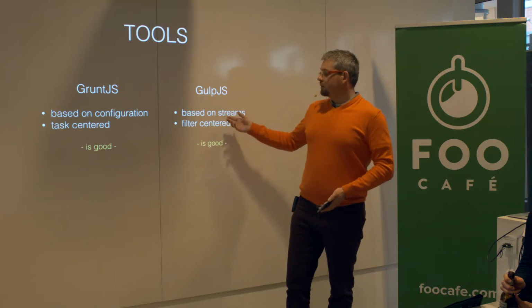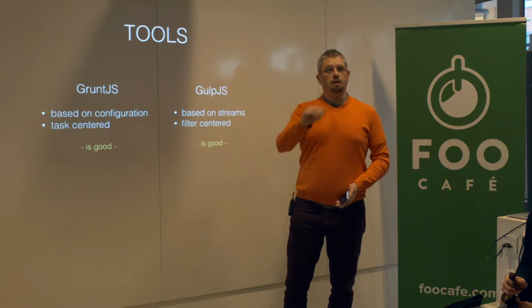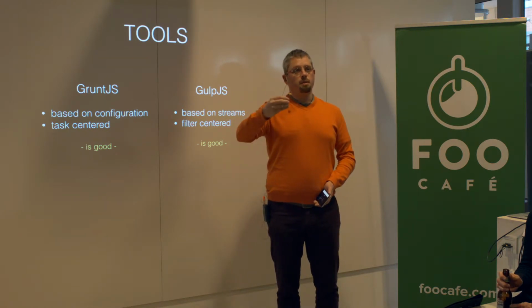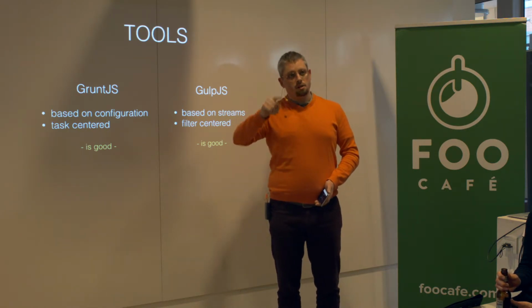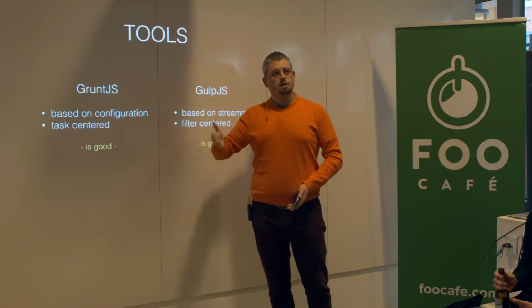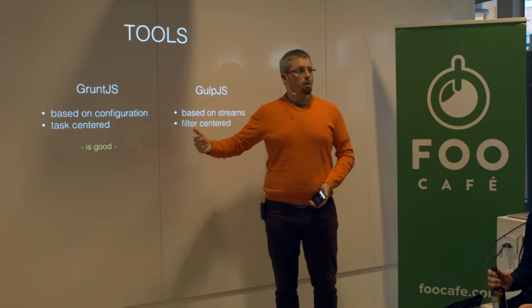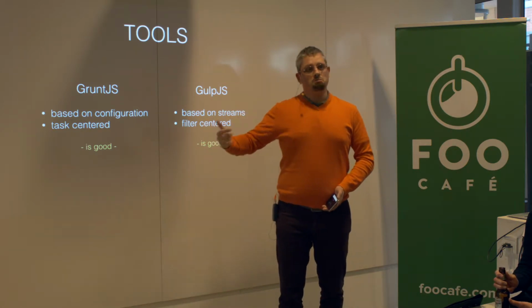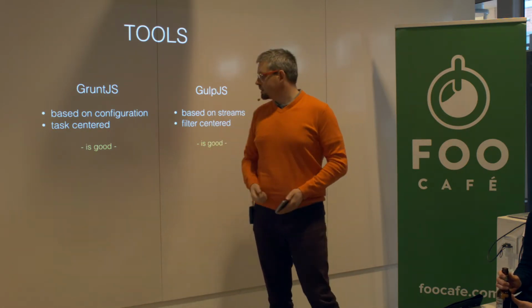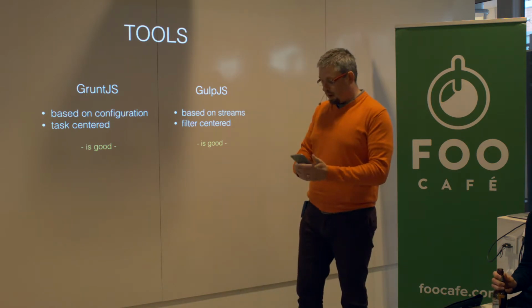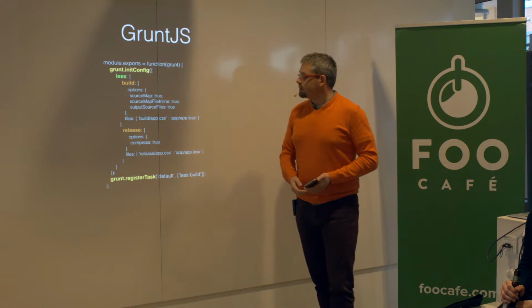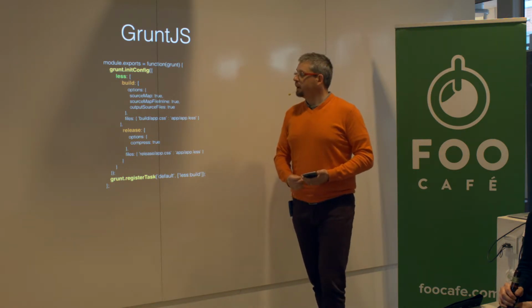So again, if you want to lint some files, you identify the files that you want to lint, and you create a stream. That means that each file is streamed down to a list of one or more filters. One filter can be the linter. Another filter can be a minifier. We'll see a running example later. So far, let's see the basic structure of a Gruntfile and a Gulpfile.